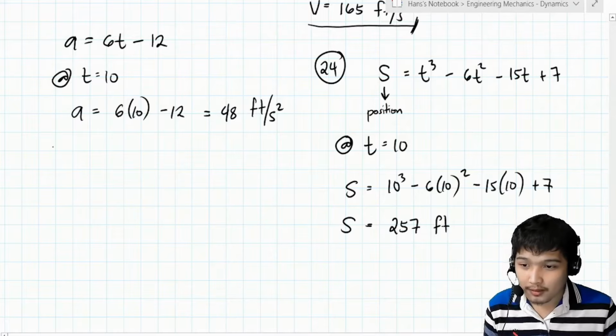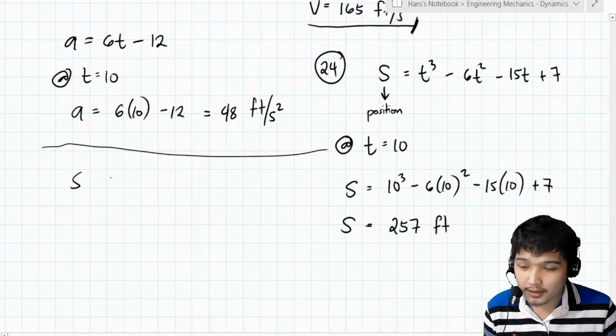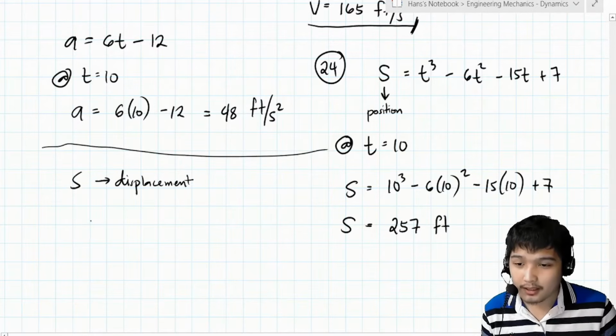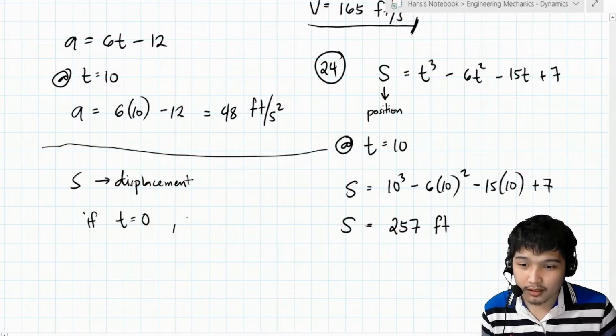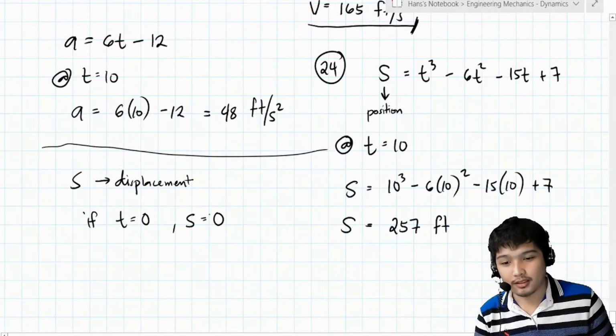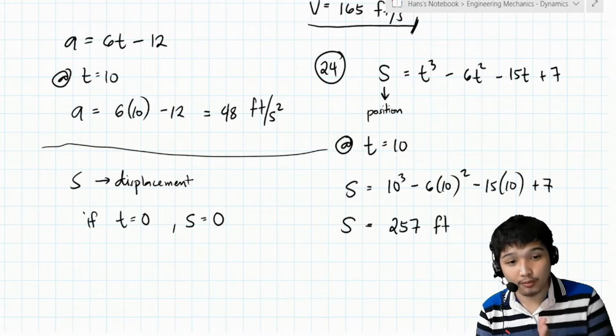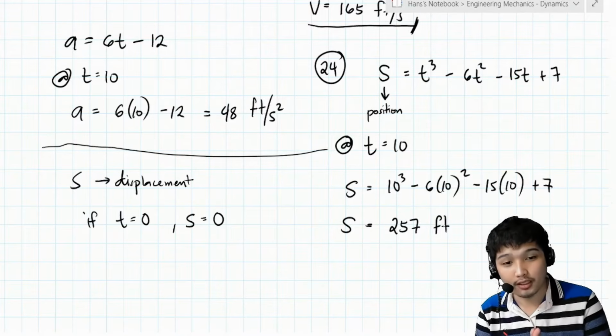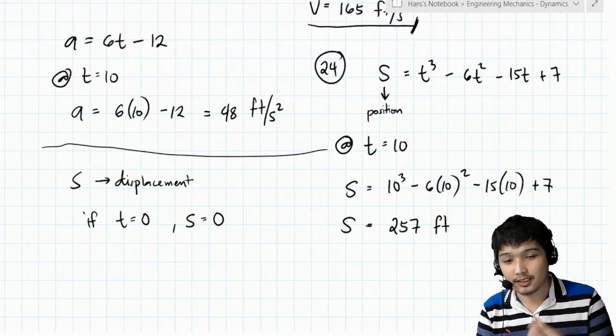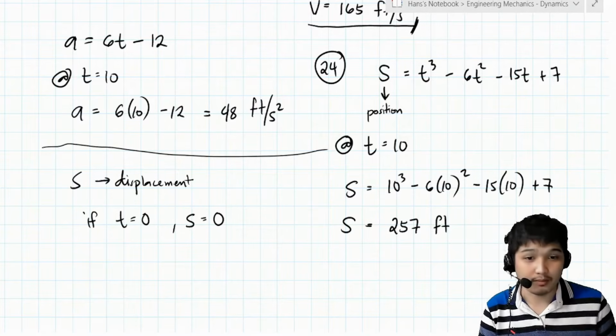So, eto yung S, pwede siyang maging displacement. Okay? Kapag, if at time is equal to 0, nag-start siya sa 0 position. Okay lang ba? So, kapag time is equal to 0, S equal to 0, meaning to say, yung datum mo, yung mismong initial point. Okay? So, that is the time we can say that S is equal to displacement.